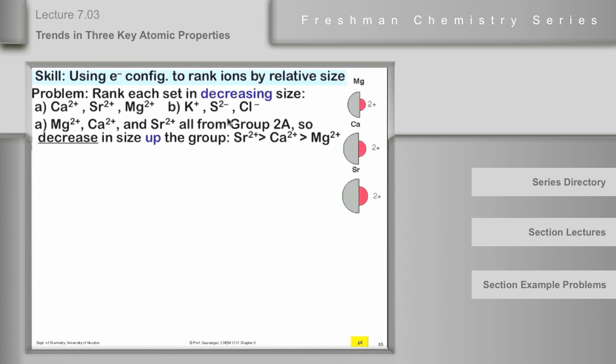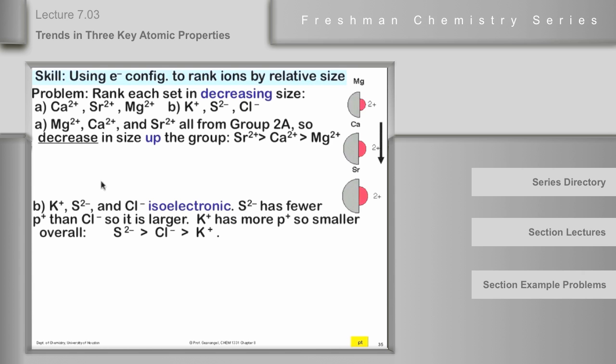Okay, what about B? Potassium cation, sulfide anion, and chloride anion. How do we compare these? Well, the only way we've got to compare them is to see if they are isoelectronic. And fortunately, they are. K plus has 18 electrons, 19 minus 1. Sulfide ion, as we saw a little bit earlier, also has 18 electrons, has the argon configuration. And chloride ion also has 18 electrons.